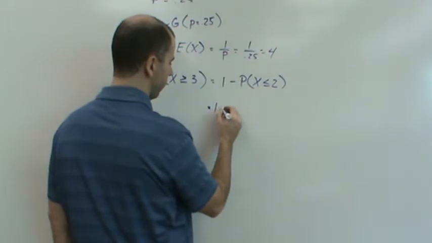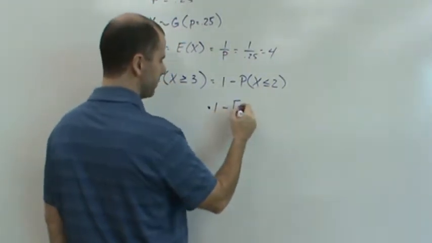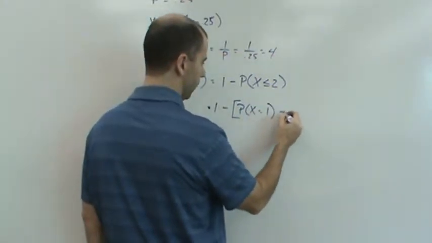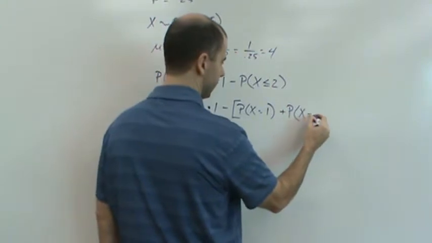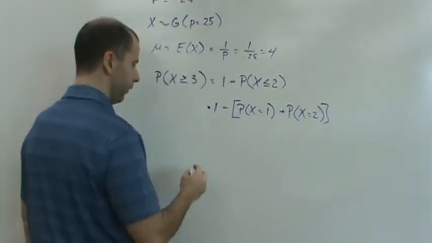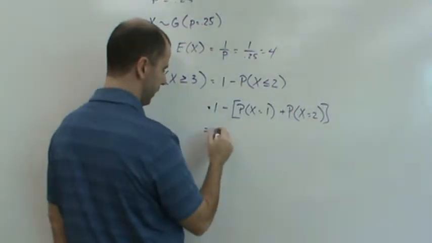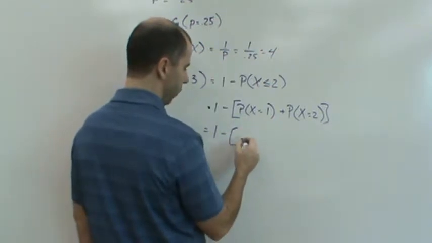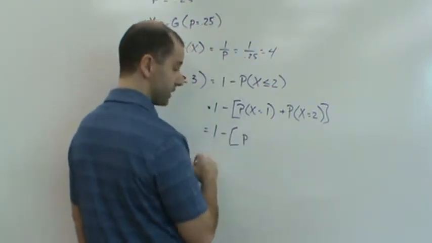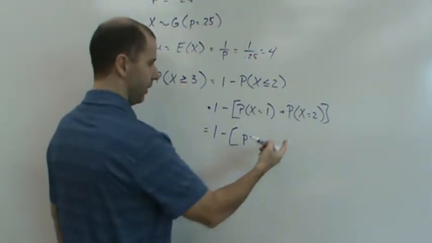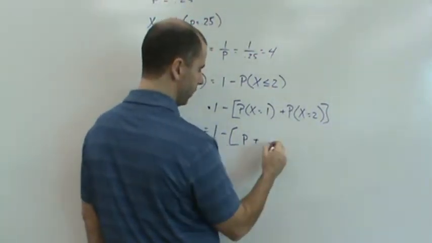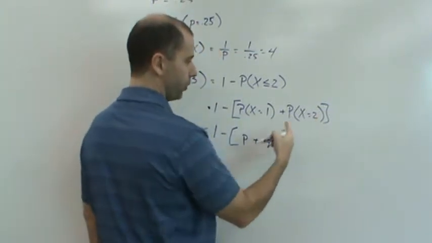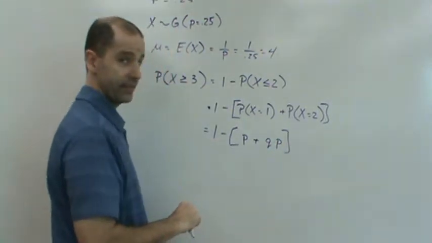So this is going to be 1 minus, now what's the probability of this? This is going to be the probability that x equals 1 plus the probability that x equals 2. Okay? So all we have to do is figure out each one of these. So it's going to be 1 minus, and then what's this? It's just going to be p, right? We got a success on the first trial, so it's just going to be p. This is going to be what? It's going to be q times p, right? Because we're doing 2 trials, failure and then a success, right?